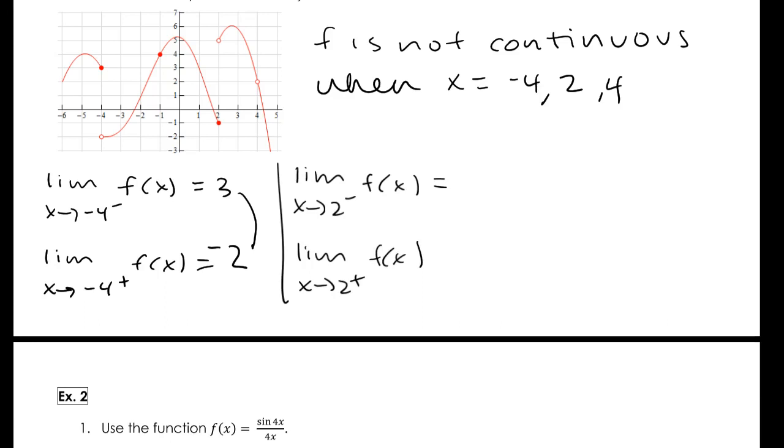Okay, 2 from the left, driving in, we end up at -1. 2 from the right, we end up at 5. Obviously, -1 is not equal to 5, so right away the limit does not exist. Therefore, the function is not continuous at that value.